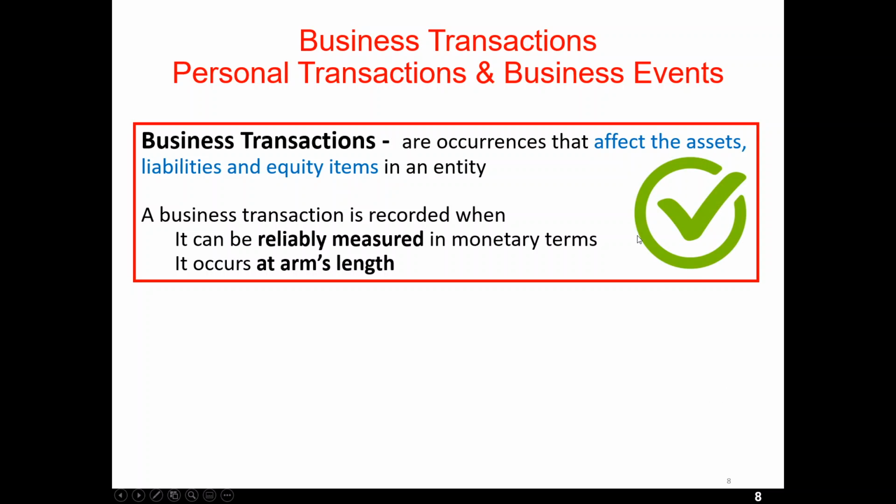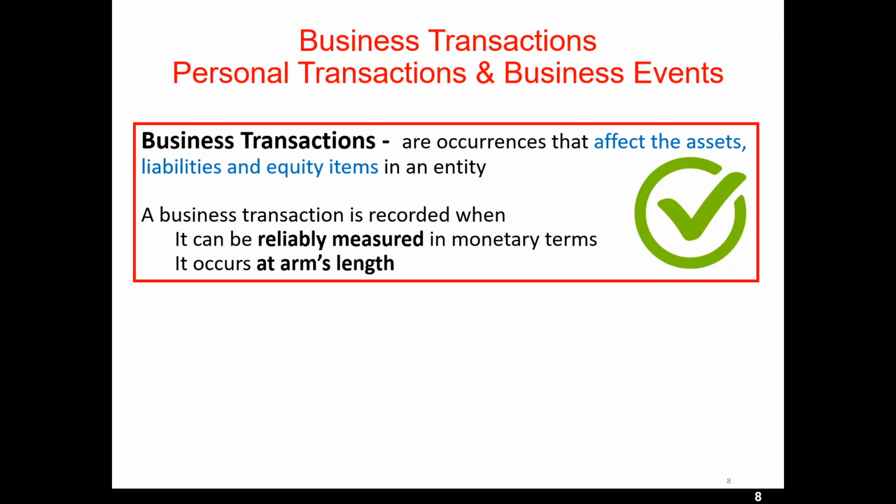In accounting, we only record business transactions. So far we discussed different types of business transactions, such as cash sales, cash purchases, credit purchases, rent expenses, capital contribution, withdrawals. Likewise, you can list out a lot. Let's look at the examples in my next presentation.